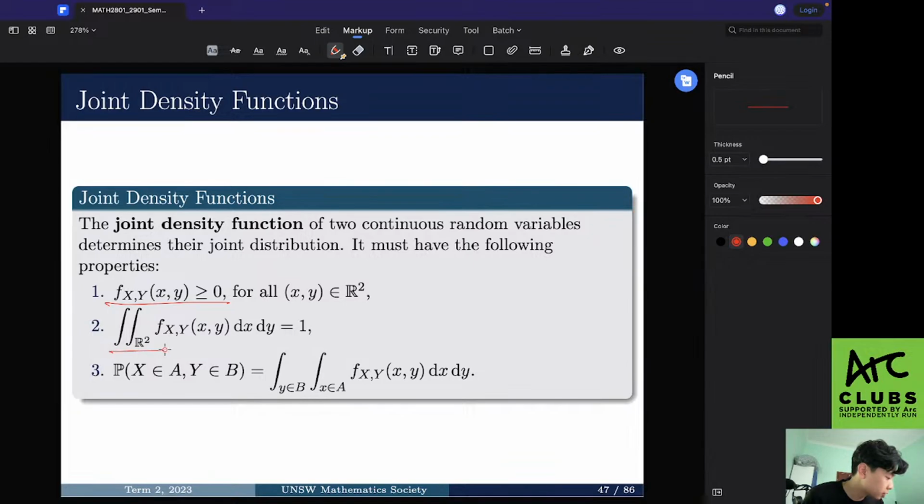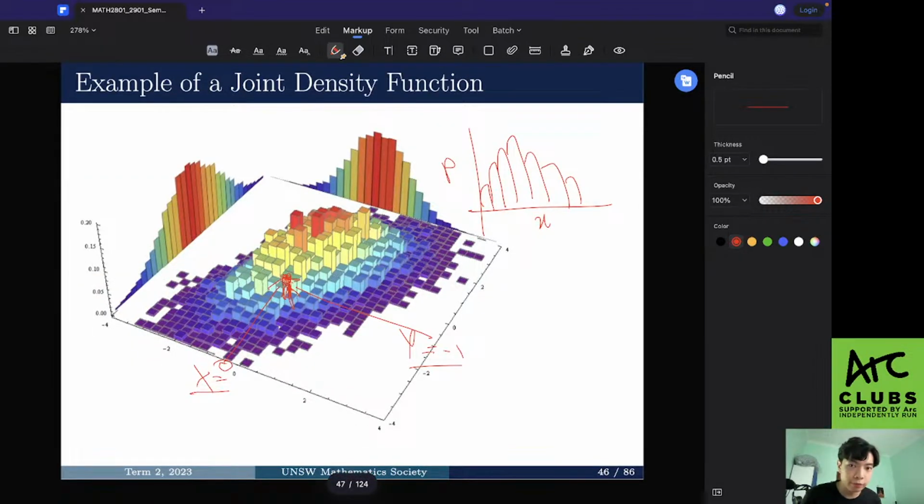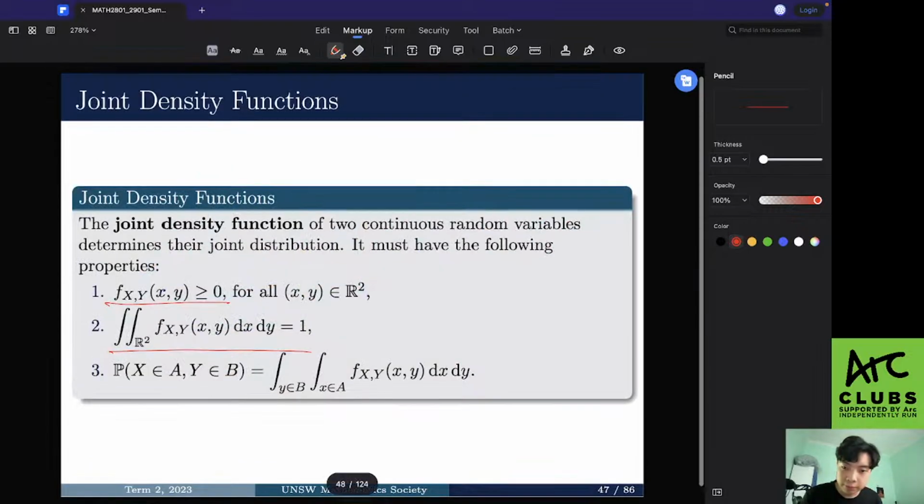The next one says the integral across R squared is equal to 1. What does that mean? In the context of a joint density function, it just means if we integrate across this entire plane, which means adding up every single probability available, it will sum up to 1. So that's all it means. All the probabilities combined is 1. And that's pretty much the same as before.